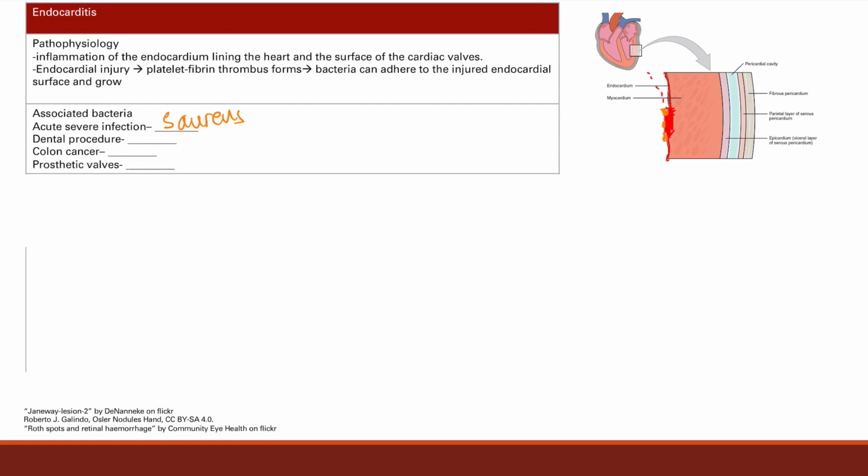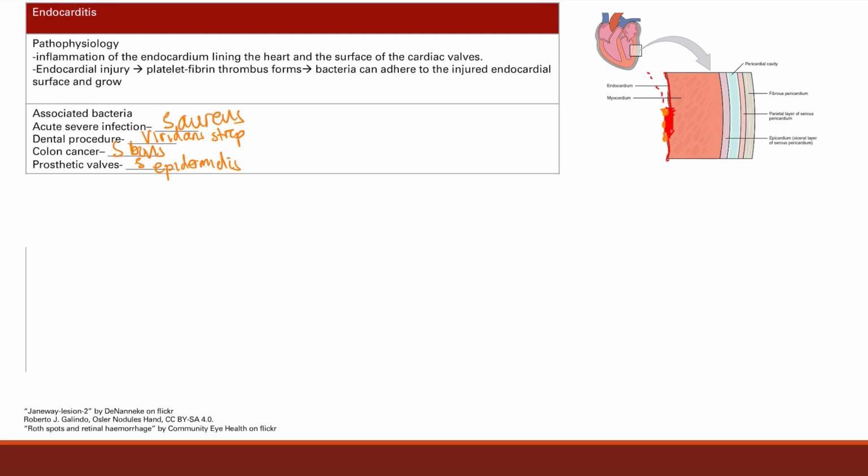If it's after a dental procedure and the symptoms are subacute, that is low severity, then the bacteria would be viridans strep. If the patient has associated colon cancer, the bacteria is strep bovis. Finally, if the patient has prosthetic heart valves, that is, they had a valve replacement, then the bacteria is Staph epidermidis. Remember, that's the one that likes to form little films on foreign bodies, such as prosthetic heart valves and prosthetic joints.